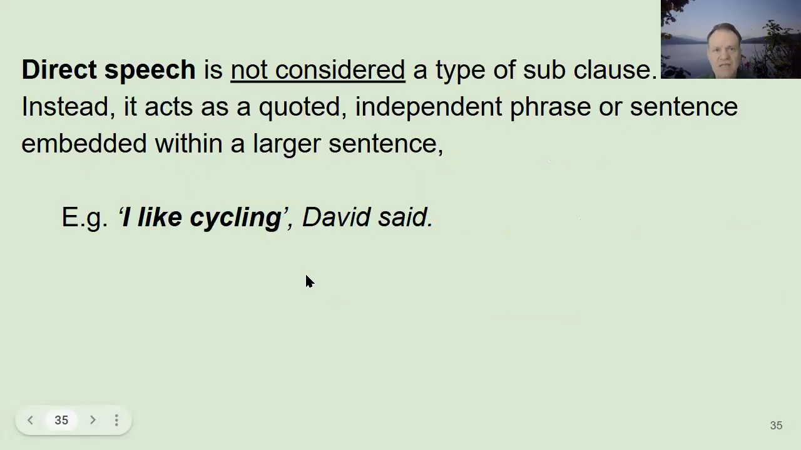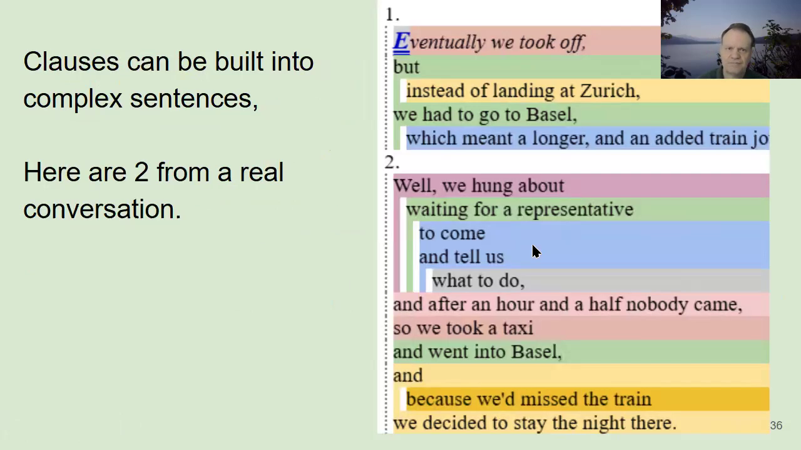Direct speech is not considered a type of subclause. Instead, it acts as a quoted independent phrase or sentence embedded in a larger structure. So anyway, that's just technical stuff. Clauses can be built into complex sentences.